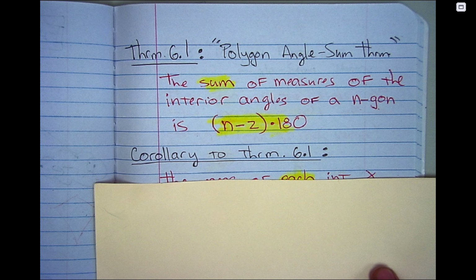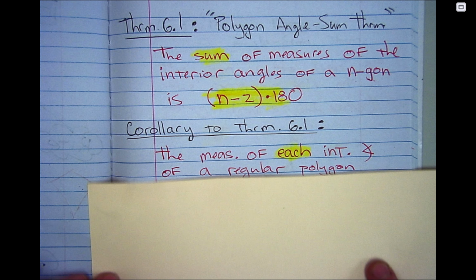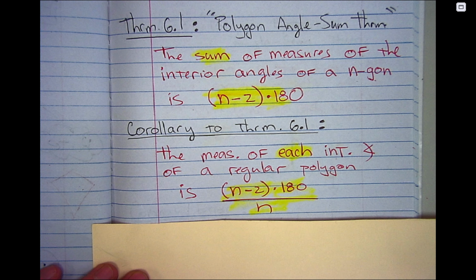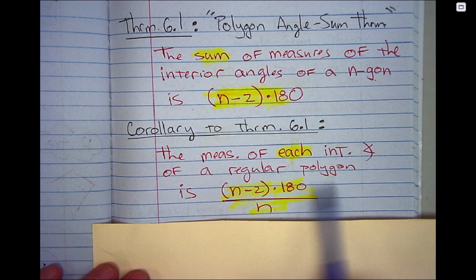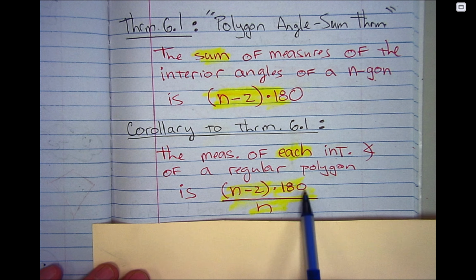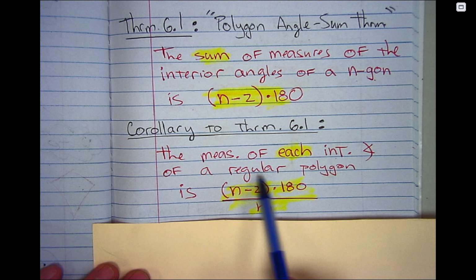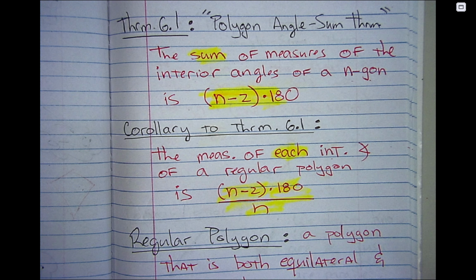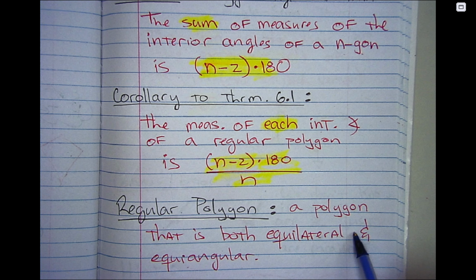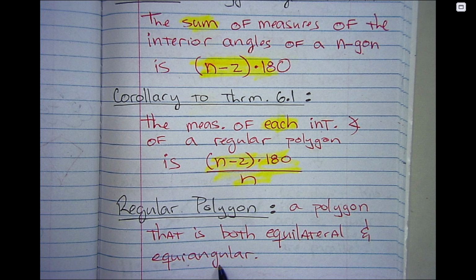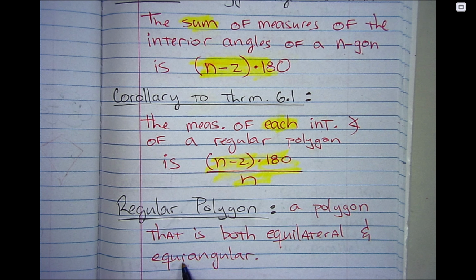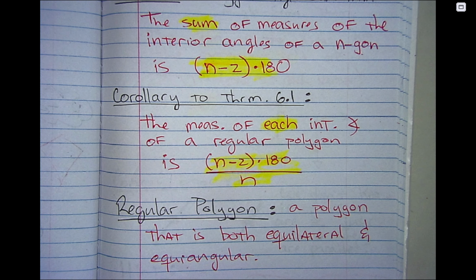All right, now we have a corollary to this theorem, 6.1. What if you didn't want the sum of all the interior angles, but the measure of each individual interior angle? Well, in that case, the measure of each interior angle of a regular polygon is, same formula, n minus 2 times 180 divided by n. Now, you see the word regular polygon here. That's important to point out because a regular polygon is something very particular. It's a polygon that is both equilateral and equiangular. By equilateral, we're talking about every single side being congruent. And equiangular because all of the interior angles are equal.